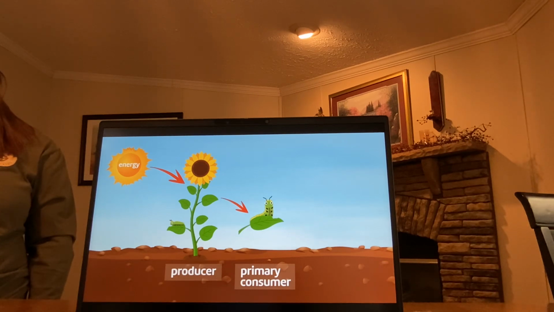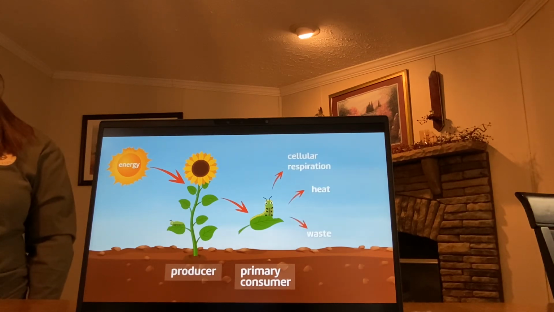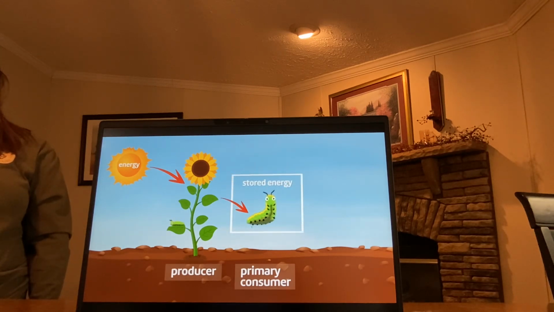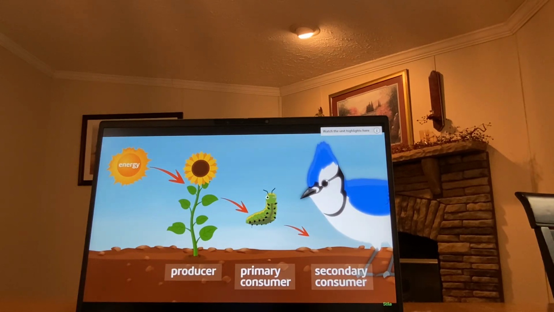Of that energy from the plant, some will be used by the caterpillar for cellular respiration, or lost as either heat or waste, while the rest of the energy is stored in the body. If the caterpillar is eaten by another animal, it is the stored energy in the caterpillar that is passed on to the next step of the food chain. In this way, energy is transferred up the food chain in one direction, but only the stored energy is available as food for the next level in the food chain.